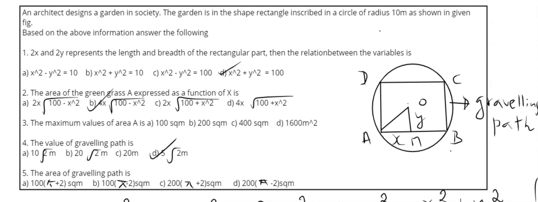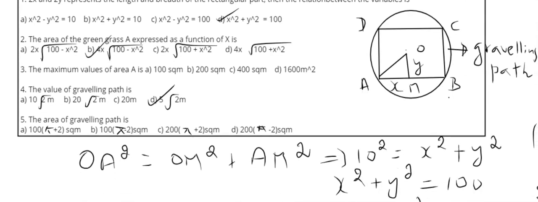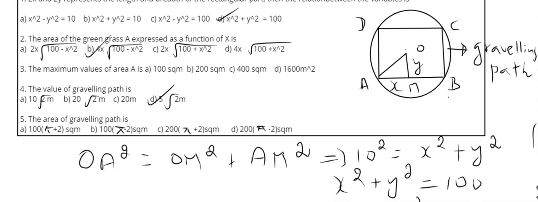Now look into this figure carefully and you can see that OAM is a right triangle. Now apply Pythagoras theorem. OA squared is equal to OM squared plus AM squared. Now you know OA is nothing but 10. So 10 squared is equal to, sorry, 10 squared is equal to x squared plus y squared, or from this you get x squared plus y squared is equal to 100. So we can see that option D is correct.